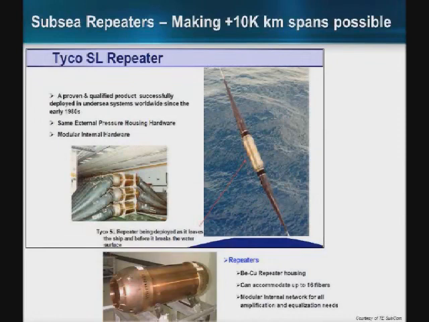So this is just a snapshot of a sample repeater. This one happens to be a Tyco repeater. Basically it is a self-contained device that houses all the internal hardware necessary for amplification and equalization of the optical signal. And this is basically what makes subsea cable systems operate over 10,000 kilometer spans.